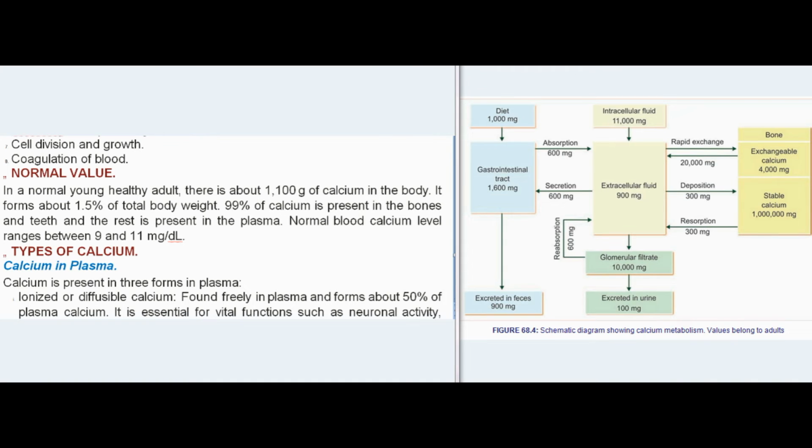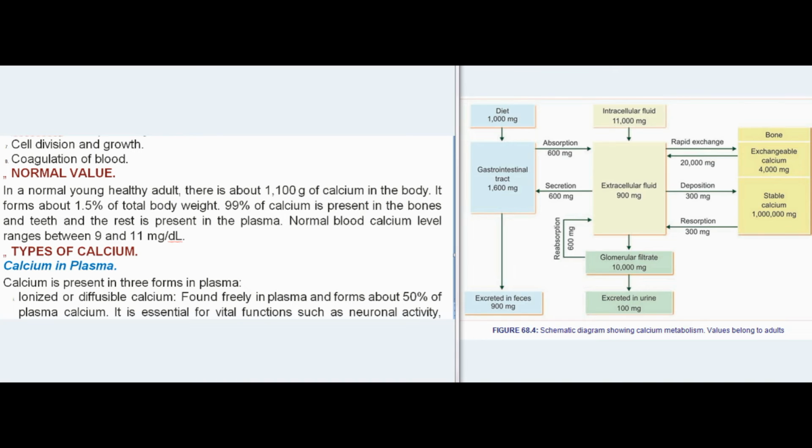Normal value. In a normal young healthy adult, there is about 1,100 g of calcium in the body. It forms about 1.5% of total body weight. 99% of calcium is present in the bones and teeth, and the rest is present in the plasma. Normal blood calcium level ranges between 9 and 11 mg/dl. Types of calcium. Calcium in plasma.